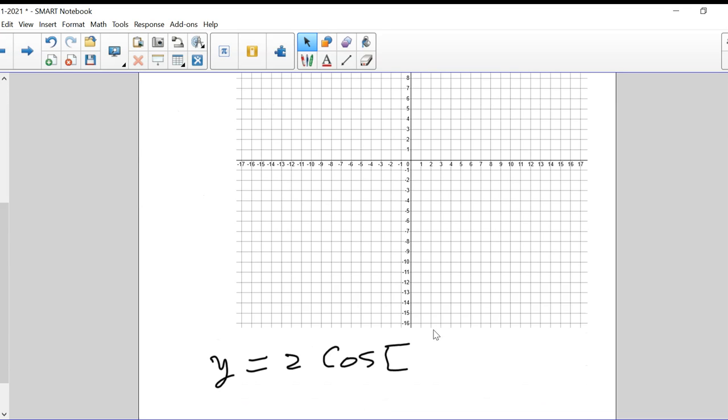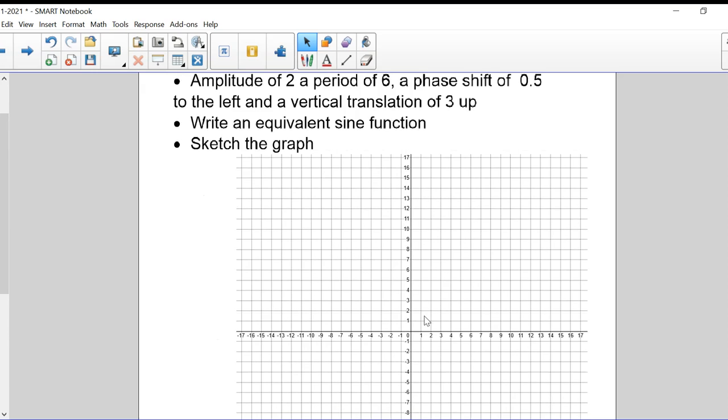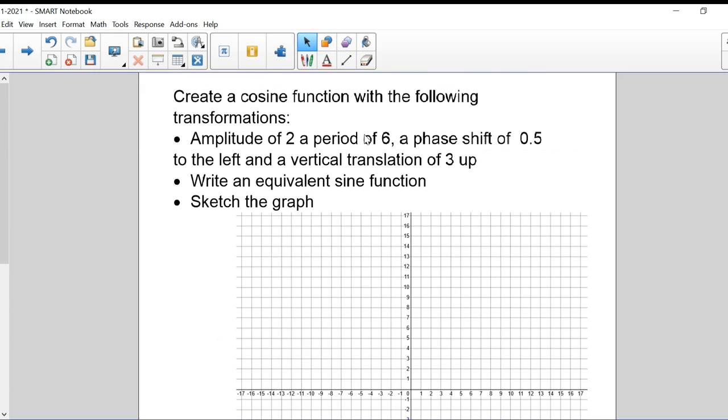Okay, here's the part I'm not sure about. I need some help with this. All right, I'm kind of stuck here. The period is 6. What does that translate to in terms of a k value? Can anybody help me out with that?